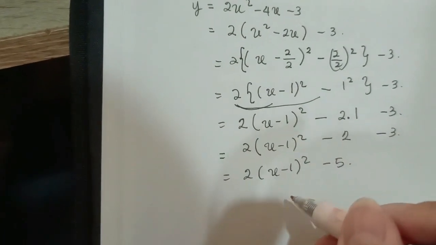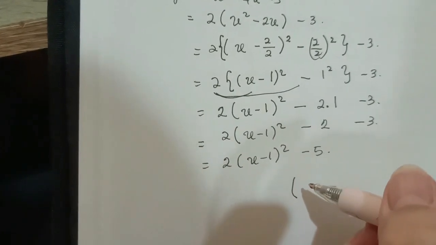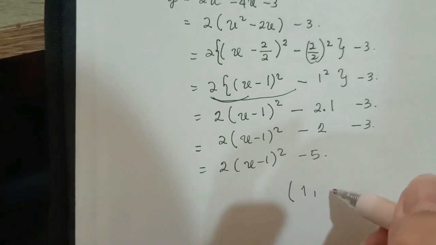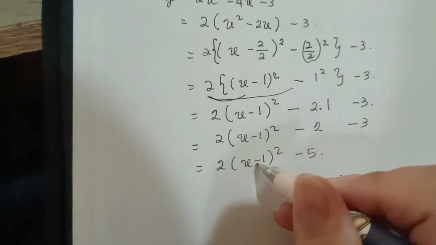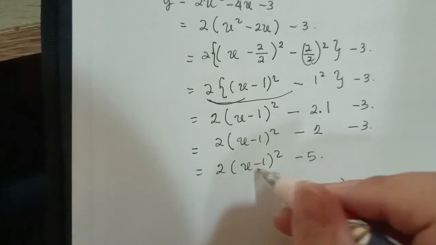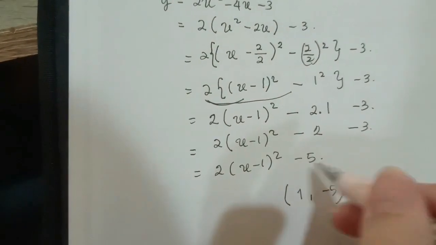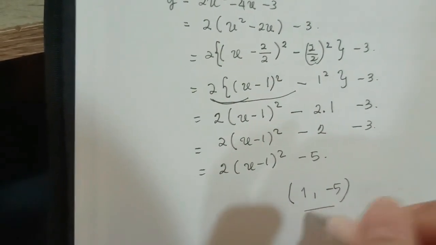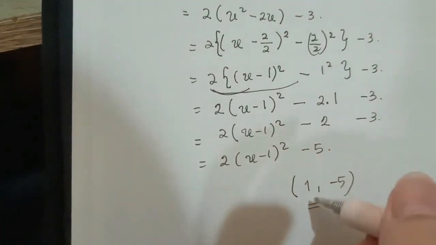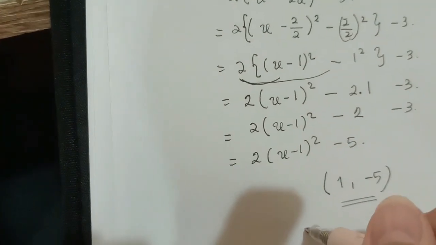When you see it like this, the vertex will be 1, and then the y will be minus 5, because for the x, minus will become plus, plus will become minus, right? And then the y is over here, minus 5. So this is the choten, and then the jiku is 1.